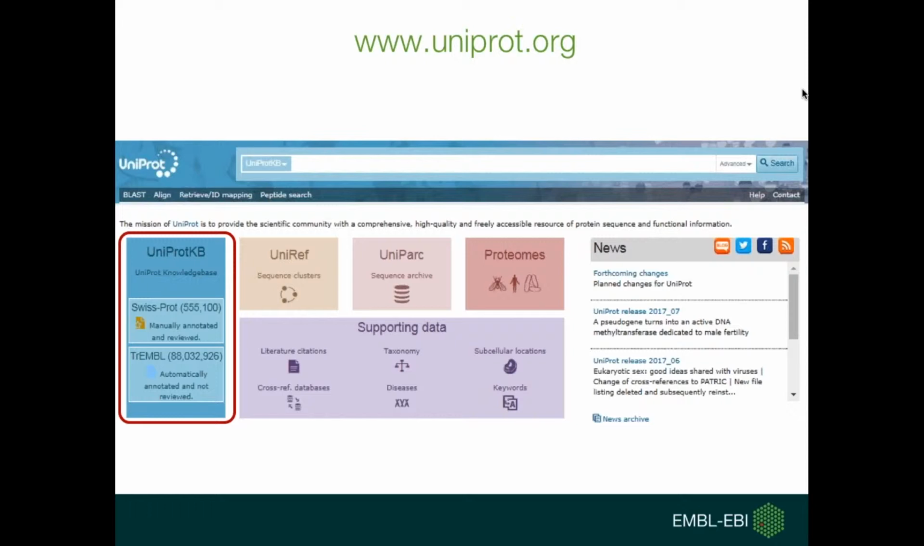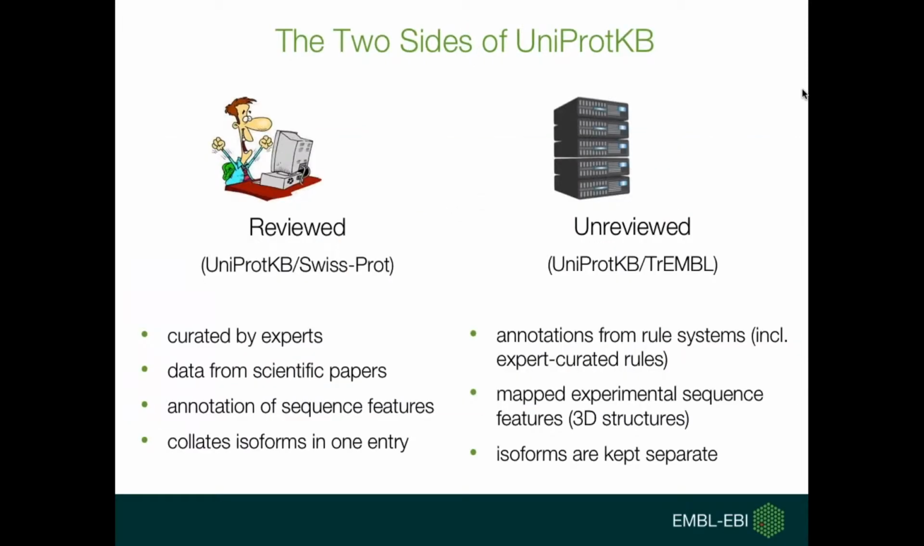When working with UniProt knowledge base data, it's important to know the difference between the two data sets that the knowledge base consists of. There is the reviewed data set, commonly referred to as UniProtKB Swiss-Prot. This is curated by experts, people like me, who read data from scientific papers and annotate them into database entries, at the same time also annotating sequence features. Sequence features are any sort of data items that can be linked to an amino acid residue or a range of amino acid residues in a given protein sequence.